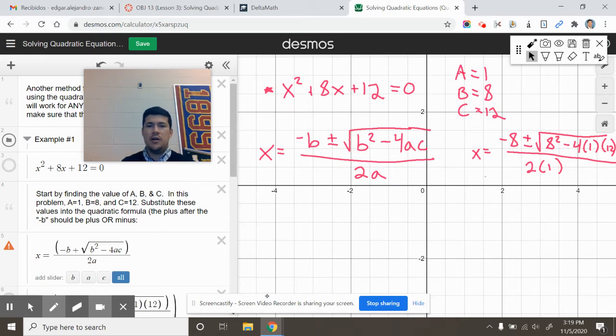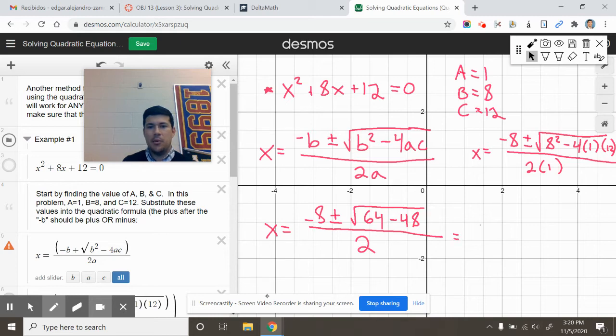All right, and now let's simplify. So I have x equals the opposite of 8 plus or minus the square root of, let's see, 8 squared is 64. And 4 times 1 times 12 is 48. So I'm taking away 48. 64 minus 48. All right. And this value under this radical is known as the discriminant. All right. And 2 times 1 is 2.